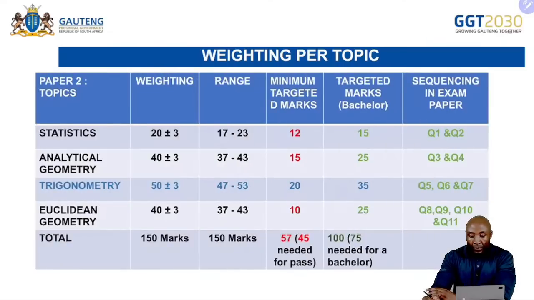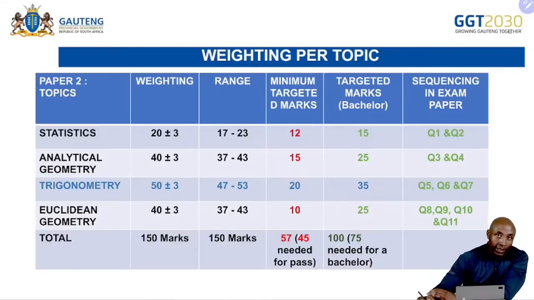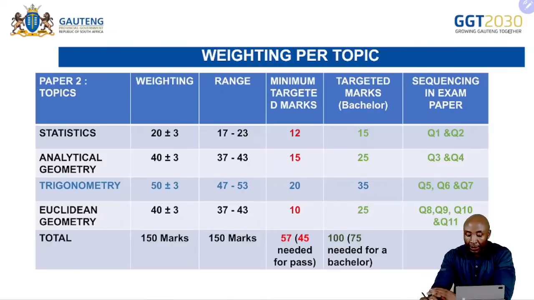Now, on our question paper, statistics is normally question 1 and 2. Analytical geometry is normally question 3 and 4. Trigonometry is normally question 5, 6, and 7. And then Euclidean geometry is normally question 8. It can go up to 10 or up to question 11, depending on the year. But we should be able to answer these questions. You are able to see the weightings there.